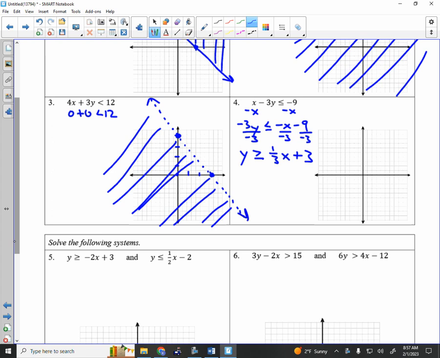Now it's in slope-intercept form. We can carry on just like we would have any other graph. I will go up 3. The slope is 1/3, so I will run 3 and rise 1. Solid or dashed? Solid line. And it does say y is greater than, so I shade above.